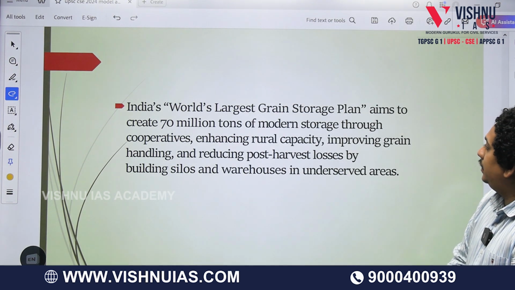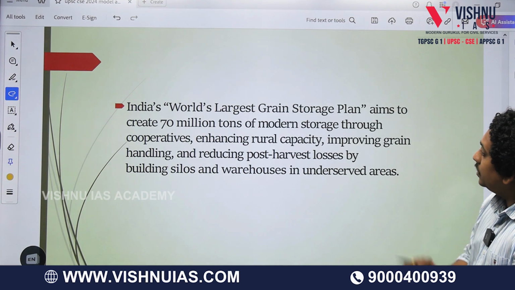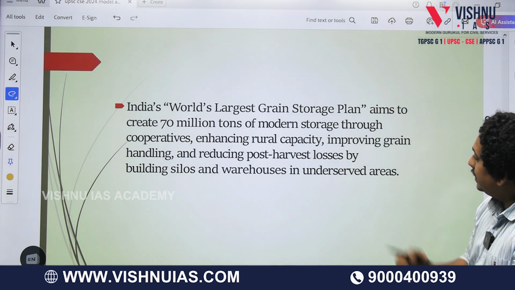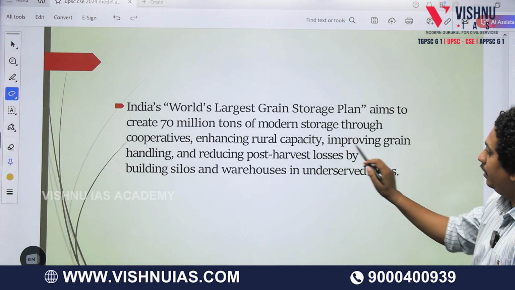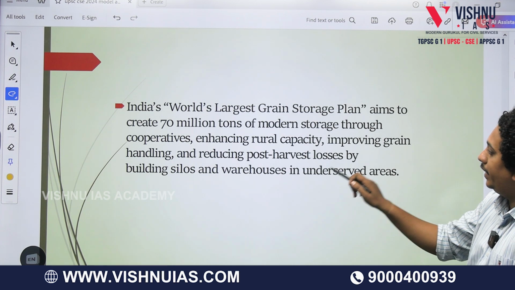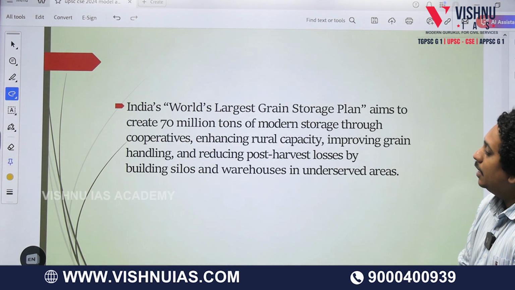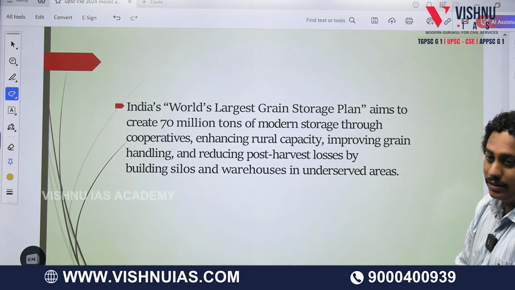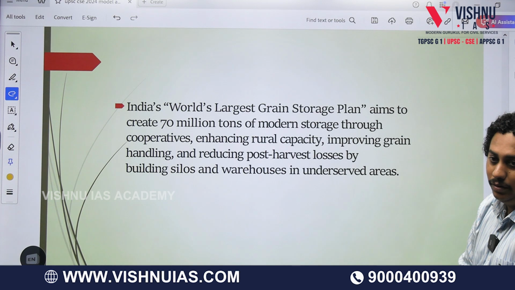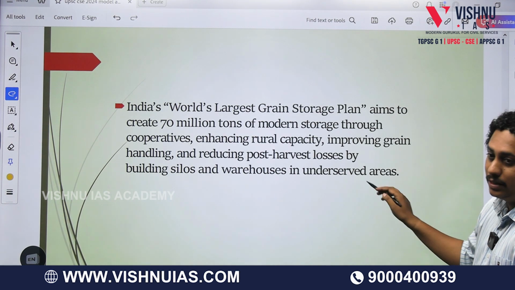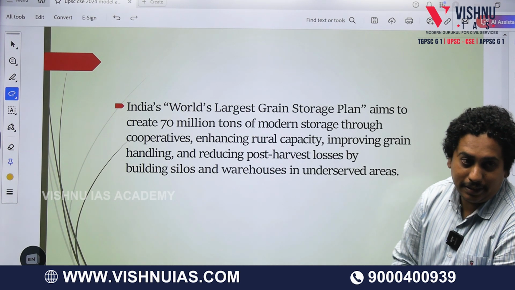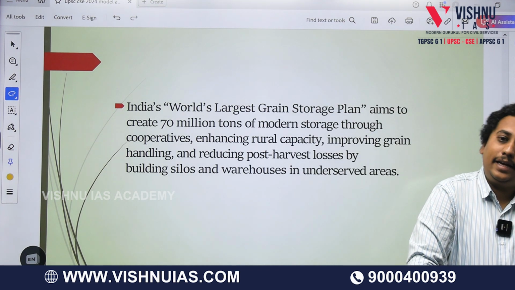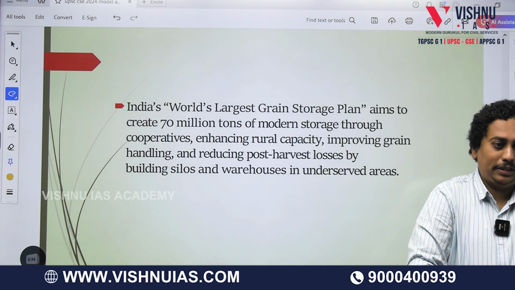India's world's largest grain storage plan aims to create 70 million tons of modern storage through cooperatives, enhancing rural capacity, improving grain handling and reducing post-harvest losses by building silos and warehouses in underserved areas. You can write this in the conclusion. Clear, all of you? Wherever there are underserved areas, where these services are not available, in all such areas we should increase storage facilities.